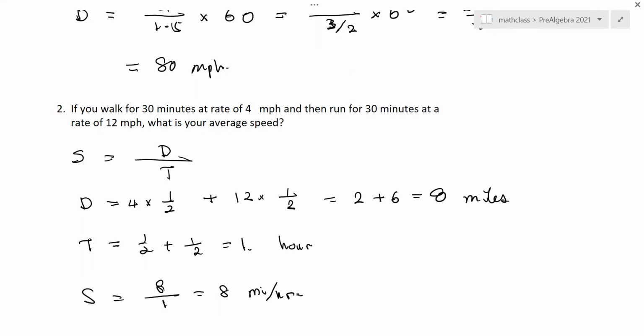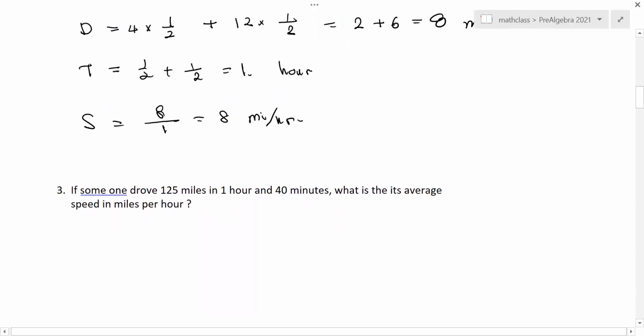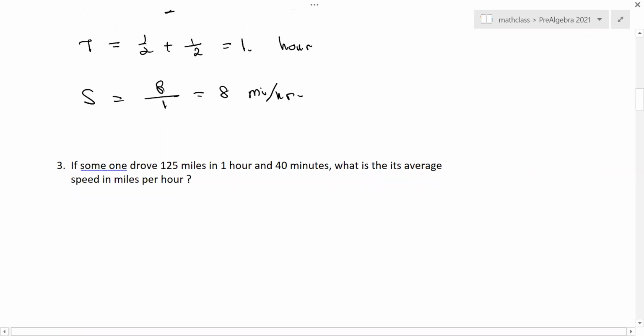Now I'm not going to do the third one. You can look at it and do it by yourself. If someone drove 125 miles in 1 hour and 40 minutes, what is the average speed in miles per hour? This just needs converting to the same units. That's an easy problem, so I hope you can quickly figure it out. We are also going to do some more challenging problems later. Let's practice on those problems first.